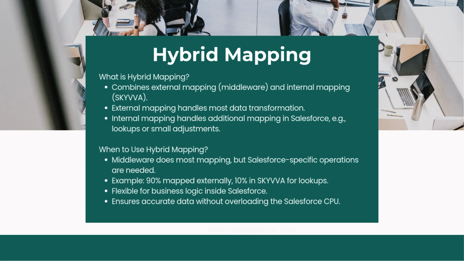When to use hybrid mapping? Middleware does most mapping, but Salesforce-specific operations are needed. Example: 90% mapped externally, 10% in SKYVVA for lookups. Flexible for business logic inside Salesforce. Ensures accurate data without overloading the Salesforce CPU.